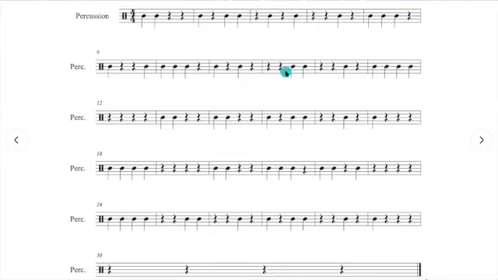Now, take a look at line 2 real quick, and we will do line 2. 1, 2, ready, go. Clap, rest, rest, clap, clap, clap, clap, rest, clap, rest, clap, rest, rest, rest, clap, clap, rest, rest, clap, rest, clap, clap, clap, clap.